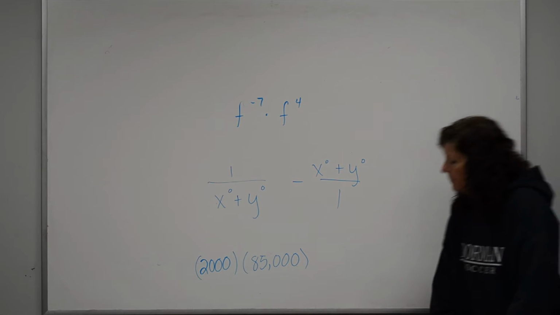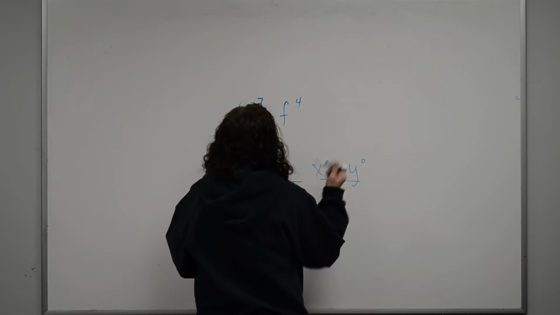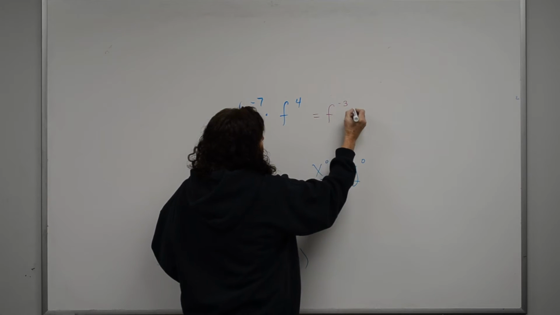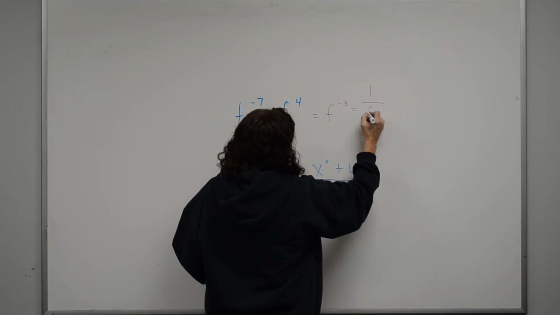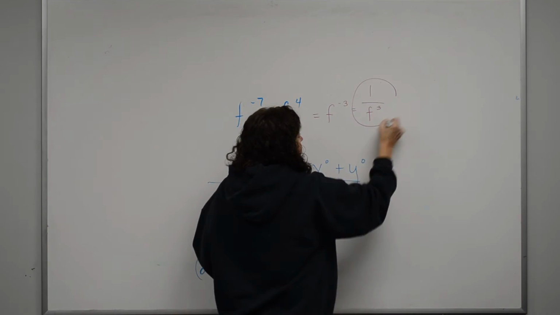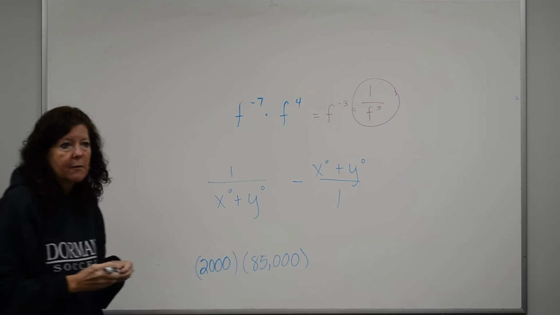Okay. Top one, if you add the exponents, you have f to the negative third power, which is 1 over f cubed. Don't leave it like that. Okay, don't leave it with a negative exponent. It needs to be converted.